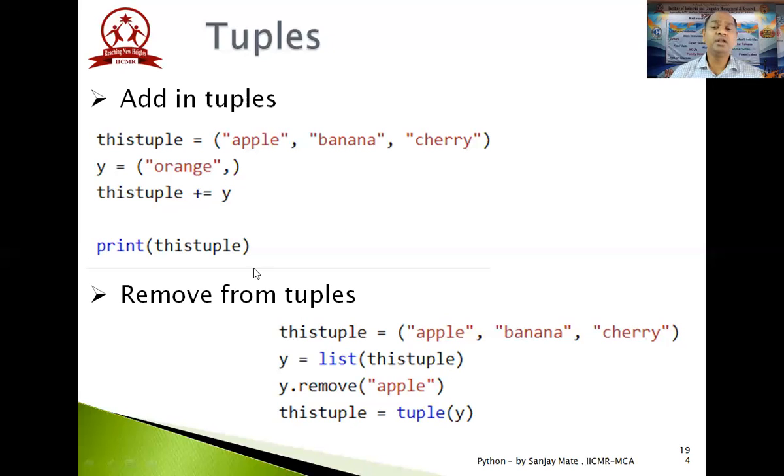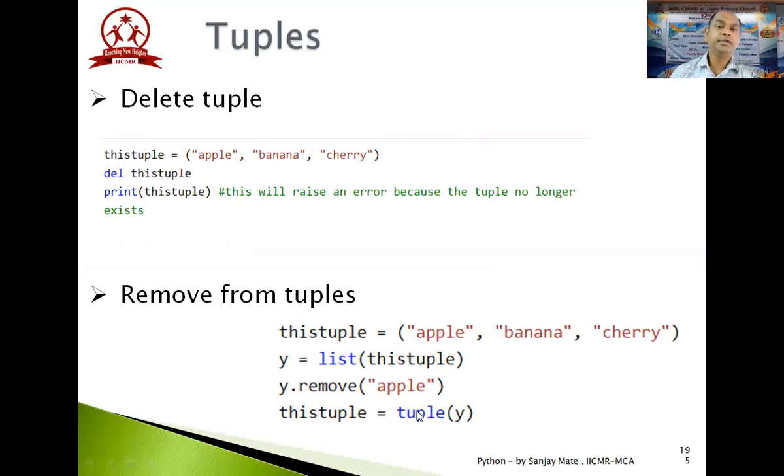You can remove an element from the tuple. Again, take the tuple, convert it to a list, remove the element from the list, and again make it a tuple. So you can do all this. You can also delete the tuple directly, the whole tuple. So here I have this tuple apple, banana, cherry, and here you have the delete statement, so the whole tuple will be deleted and you will not get any result. To remove an element, again the same case: take the tuple, convert it into a list, remove the element, and again convert it into a tuple.